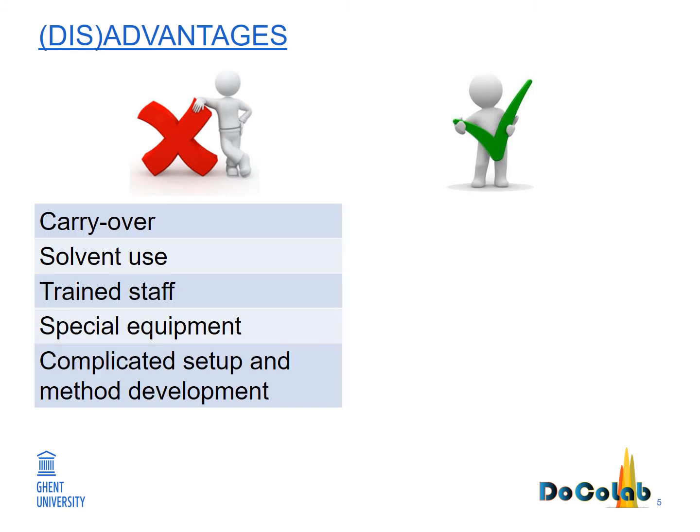There are some disadvantages attached to the use of the online SPE. For example, we can observe carryover by using the online SPE system. By applying a turbulent flow rate, a lot of solvent is being used. Because special equipment is needed and the setup and method development are complicated, trained staff is needed.